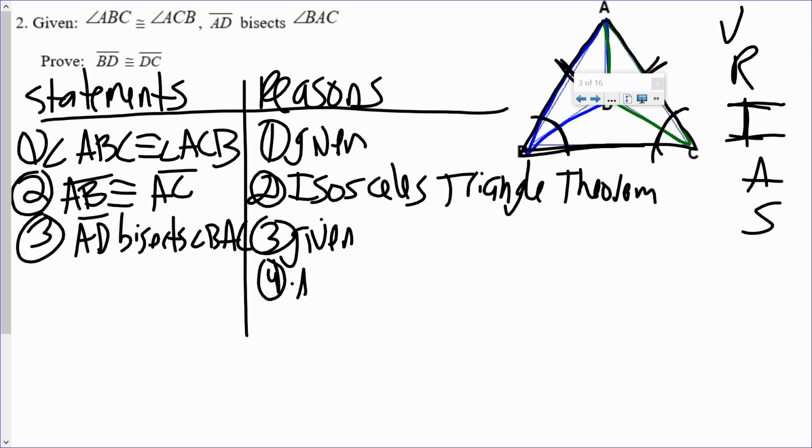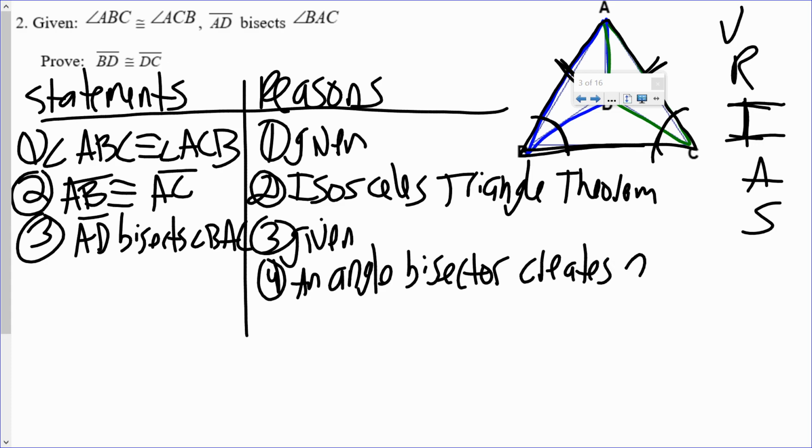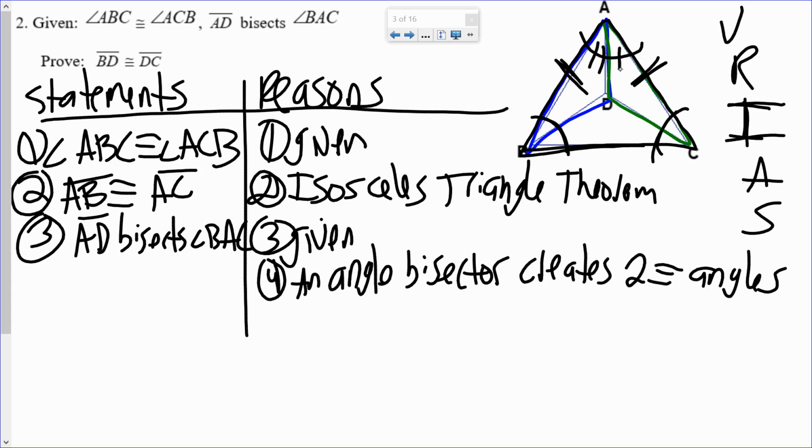That's angle bisector, and an angle bisector creates two congruent angles. So BAC, there's BAC. There are my two congruent angles. A must go in the middle for each of them. So I've got BAD and CAD. BAD and CAD. Now I have two pairs of things congruent in those triangles.